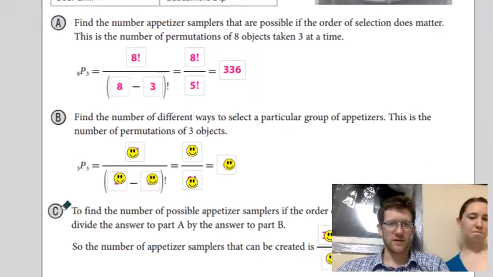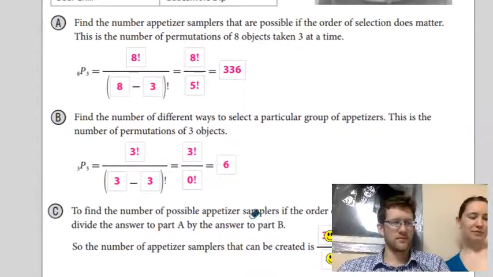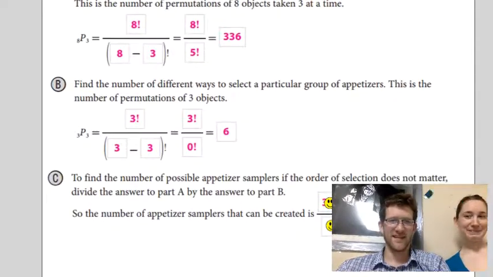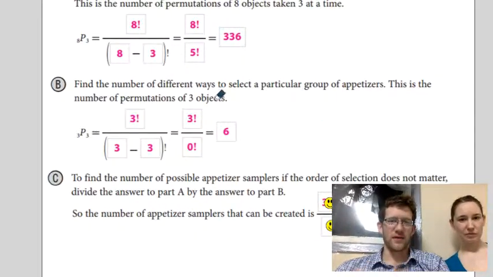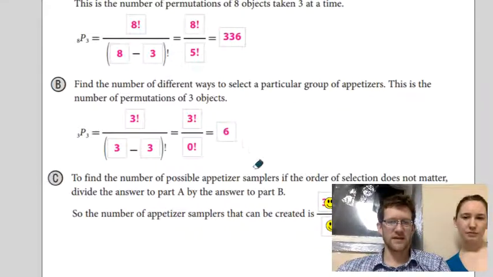And we've done this before. This is 3 choose 3 permutations, or 3 factorial, which is? 6. Yes, very good, 6. So we simply need to divide out these 6 possible options. So we're going to take 336 and divide it by 6.